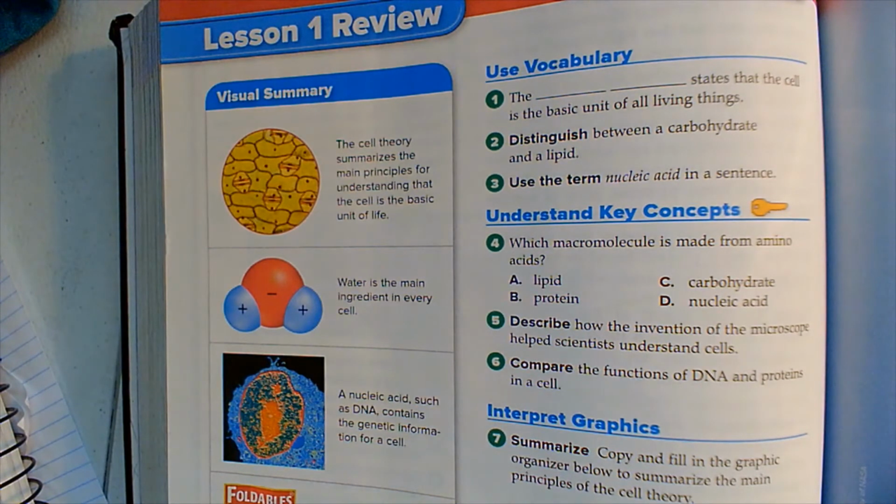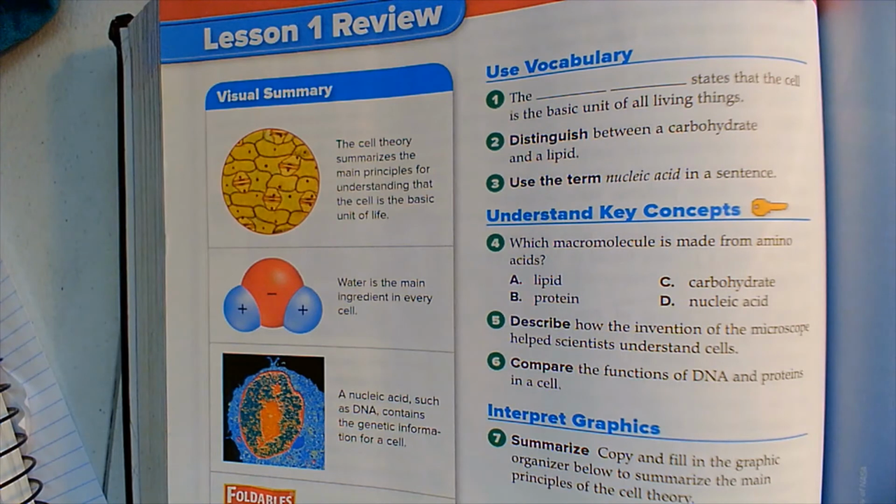Number 3, use the term nucleic acid in a sentence. One sentence you could use would be that nucleic acids are made up of nucleotides and they store genetic information. Number 4, which macromolecule is made from amino acids? Is it A, lipid, B, protein, C, carbohydrate, or D, nucleic acid? The macromolecule made from amino acids is B, protein.